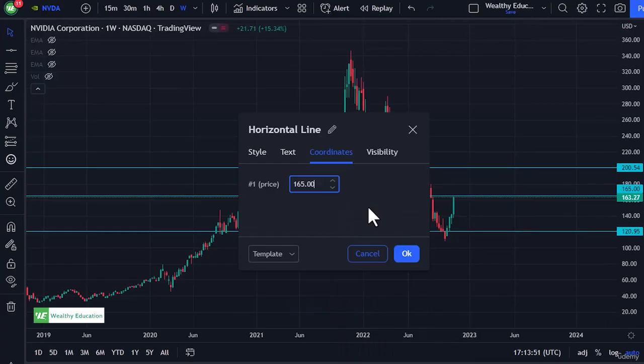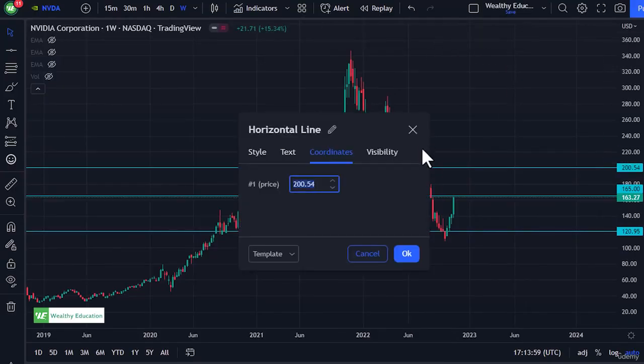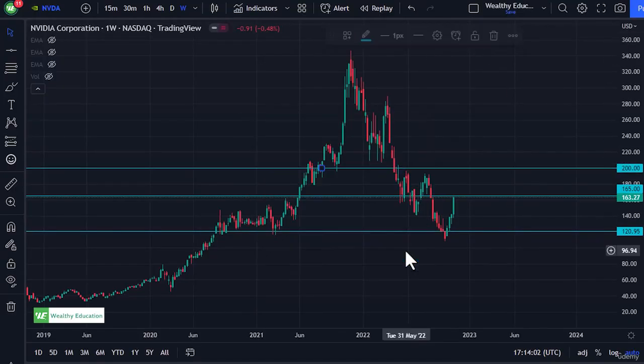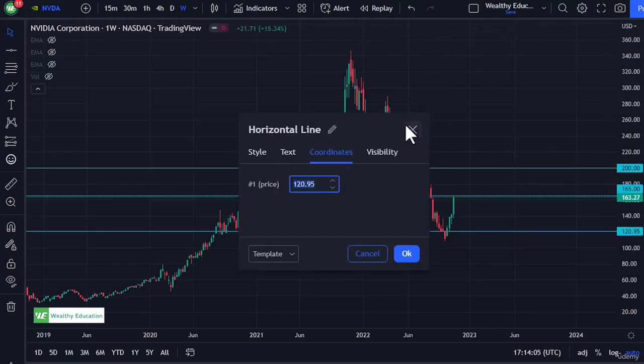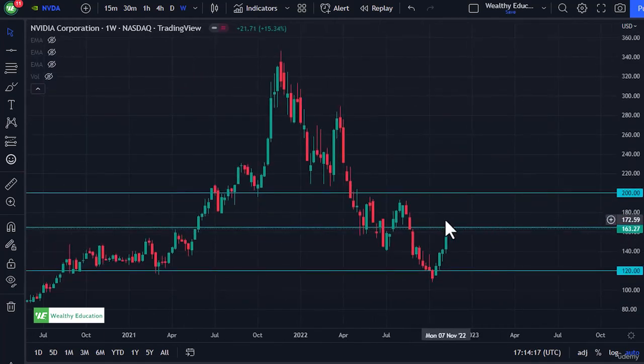So, for example, 165. Remember, it doesn't mean to the penny. It just means that's your general area. Let's see. So let's do 200 here. 120. Okay, so this is your weekly chart, and you can see that these are major weekly support and resistance levels. So if you break out above here, where's the next logical place you go? Somewhere near here. What you're looking for is some type of chart pattern, candlestick, something like that, that's going to tell you we're running out of momentum.